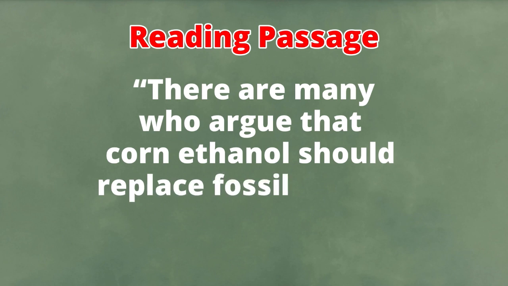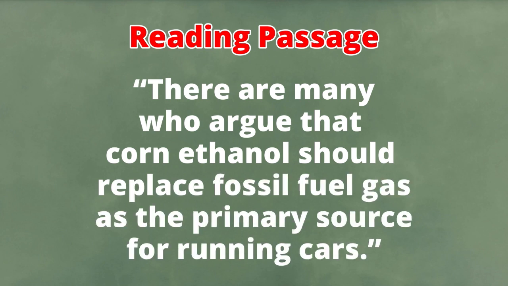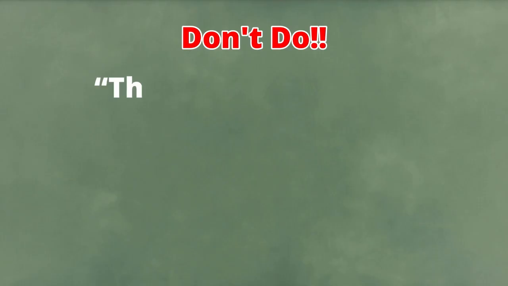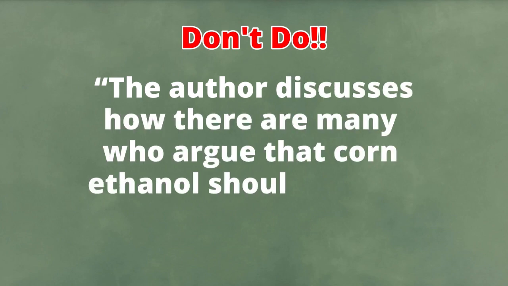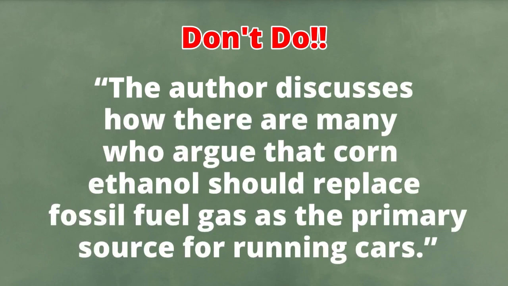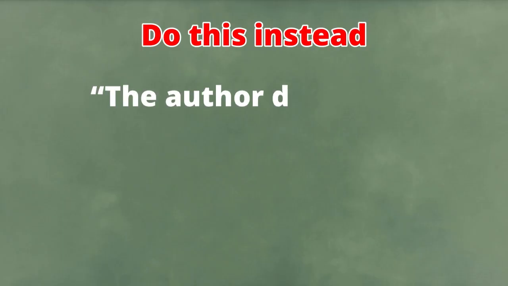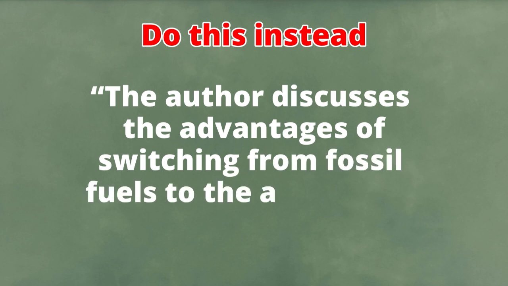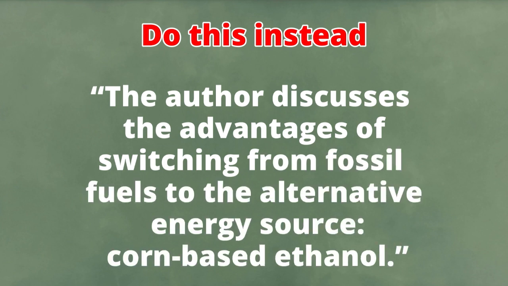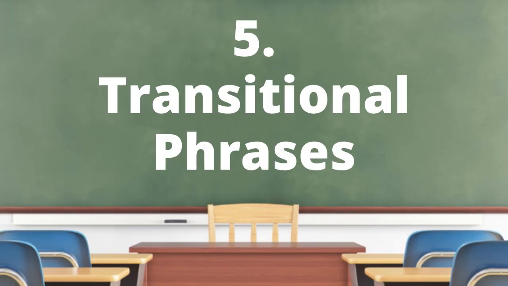For example, let's say the reading passage states, "There are many people who argue that corn ethanol should replace fossil fuel gas as the primary source for running cars." Don't say in your answer, "The author discusses how there are many who would argue that corn ethanol should replace fossil fuel gas as the primary source for running cars." This is a huge mistake that many students make. Instead, paraphrase the author's position, such as, "The author discusses the advantages of switching from fossil fuels to the alternative energy source, corn-based ethanol."